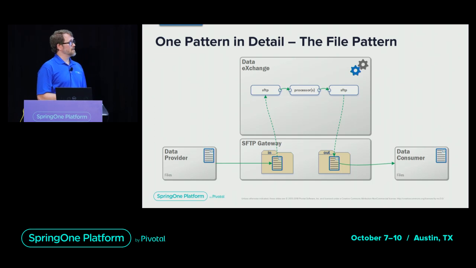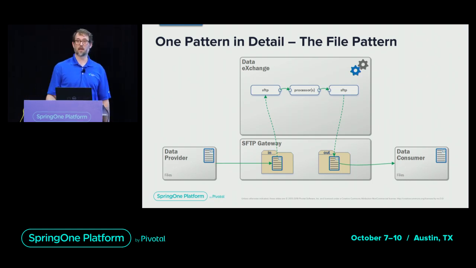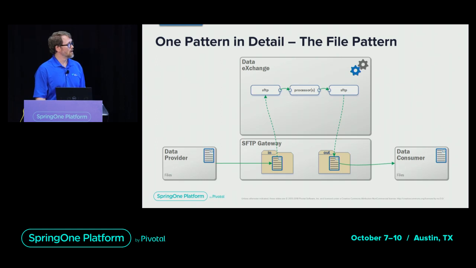One of the patterns in detail, so the file pattern. This is our data exchange up here on the top, and somewhere in our environment we have an SFTP gateway. We don't know where our data provider is. We don't care where they are. We just know that they have access to our SFTP gateway. And we don't know or care where our data consumer is. We just know that they also have access to our SFTP gateway.